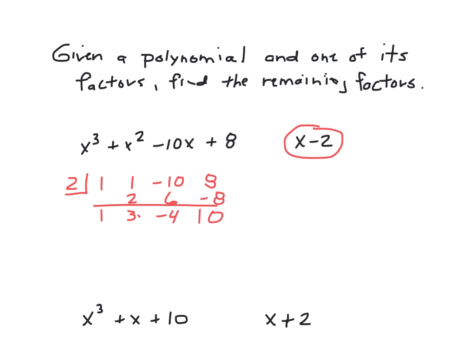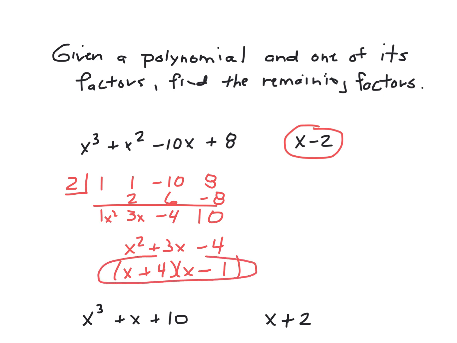And this leaves me with the quadratic x squared plus 3x minus 4, which could be factored. Again, I'd have x and x. I have factors of negative 4 would be 4 and 1. I'd want this to be positive and this to be negative. So my outside and inside terms, remember, are giving me 3x. So therefore, these would be the remaining factors.